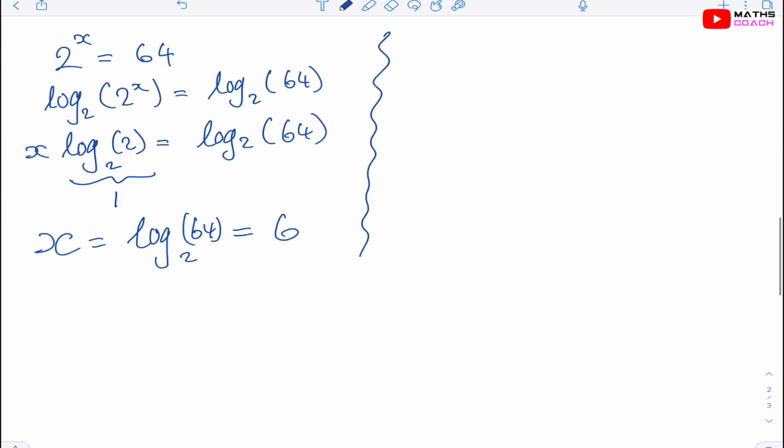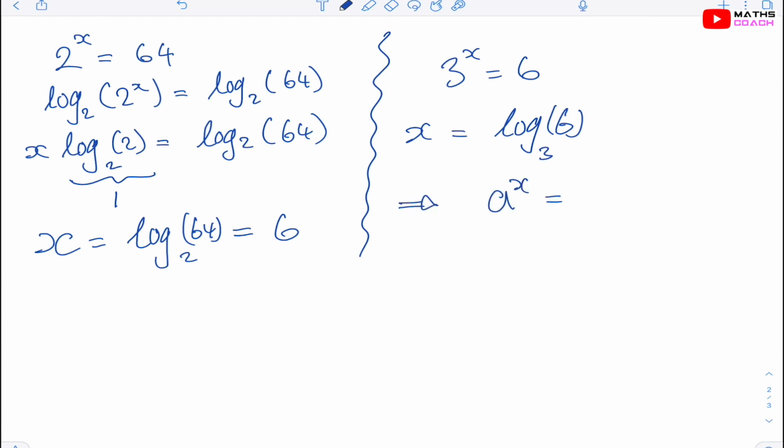So if we do another example, 3 to the power x equals 6. This essentially tells us that x equals log of 6 to base 3, which brings us to the next rule. If a to the power x equals b, then x would be equal to the log of b to base a.